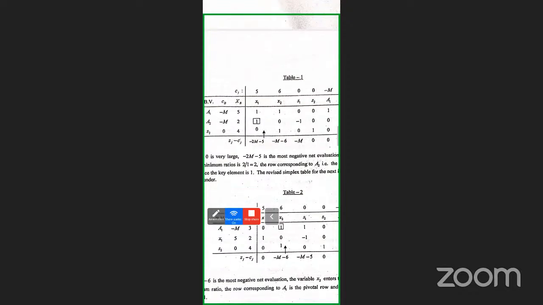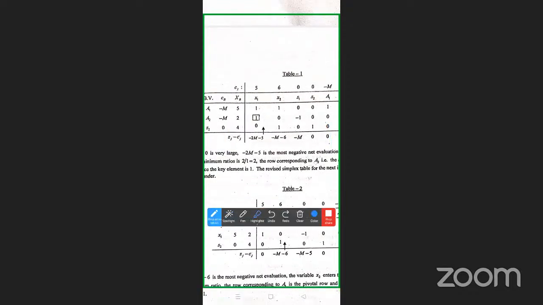Next, we have to find out the delta j's. Delta j is equal to cb xj minus cj. So this is the delta j formula. First one, cb into x1. So minus M and again minus M, so minus 2M, plus 0, and minus 5. So minus 2M minus 5.